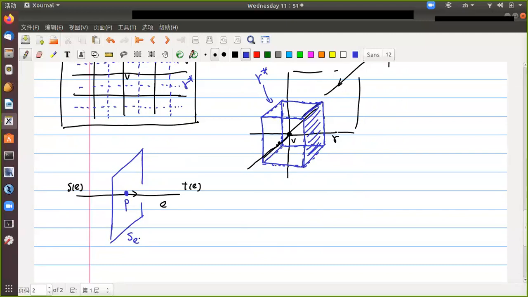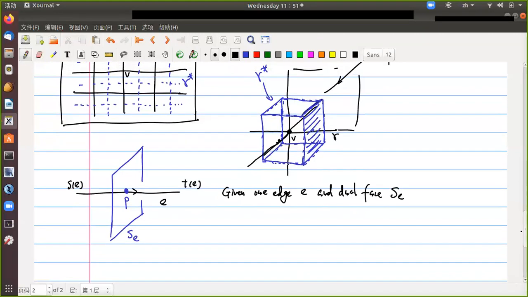Okay, so given one edge E, and its dual surface, the dual face S of E. So here you can see that every edge is uniquely dual to a face surface S of E.